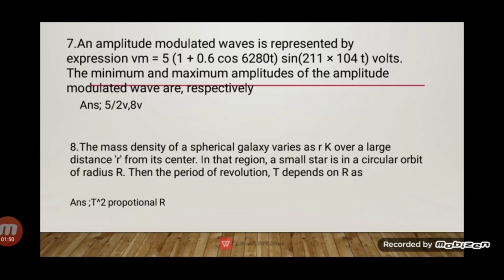An amplitude modulated wave is represented by this expression. The minimum and maximum amplitudes: the answer is 5 by 2 volt is the minimum and 8 volt is the maximum. Next, the mass density of a spherical galaxy varies as 1 by r over a large distance r from its center. Then the relation between T and r is T square proportional to r.